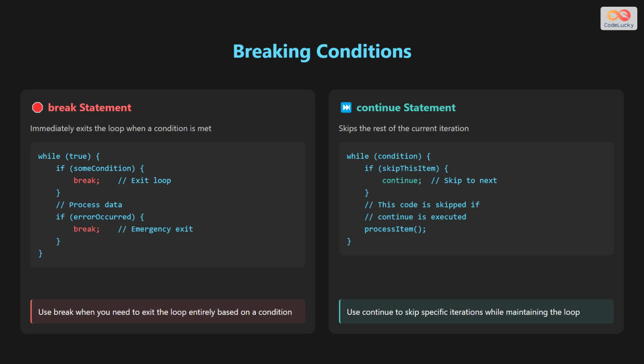The continue statement, on the other hand, skips the rest of the current iteration and continues with the next. For example, in a while loop, if we want to skip a particular item, the continue statement can be used to jump to the next iteration and skip the remaining code for the current iteration. Use continue to skip specific iterations while maintaining the loop.